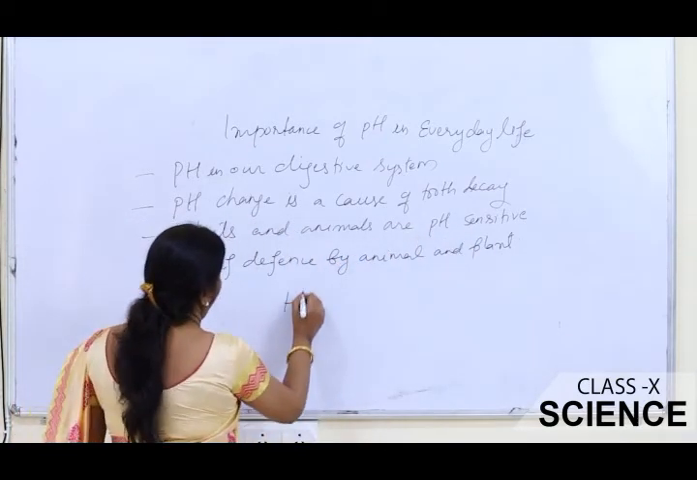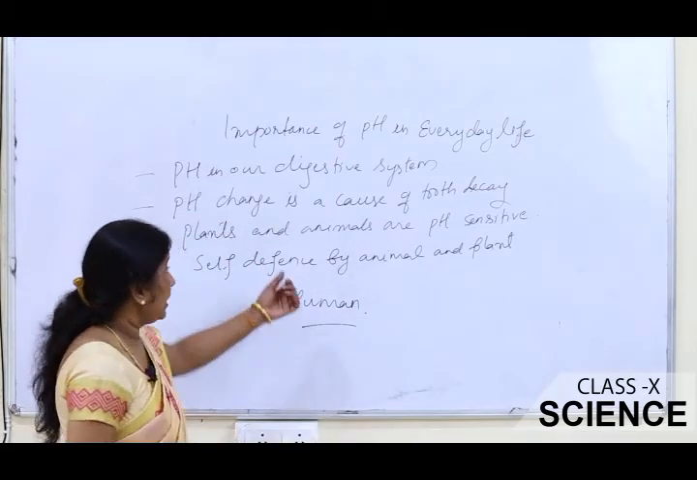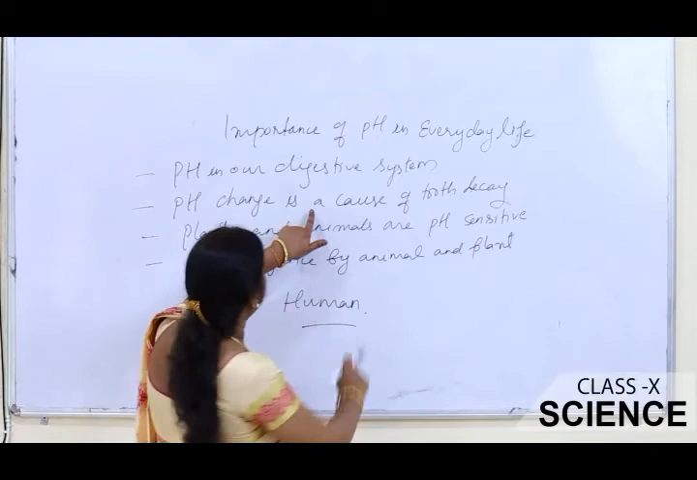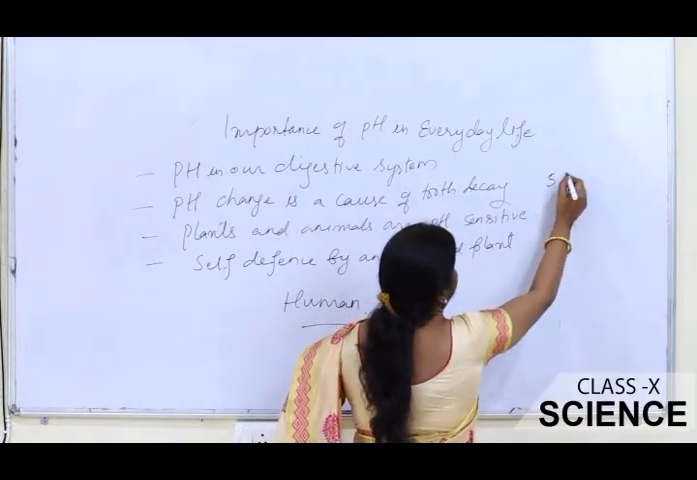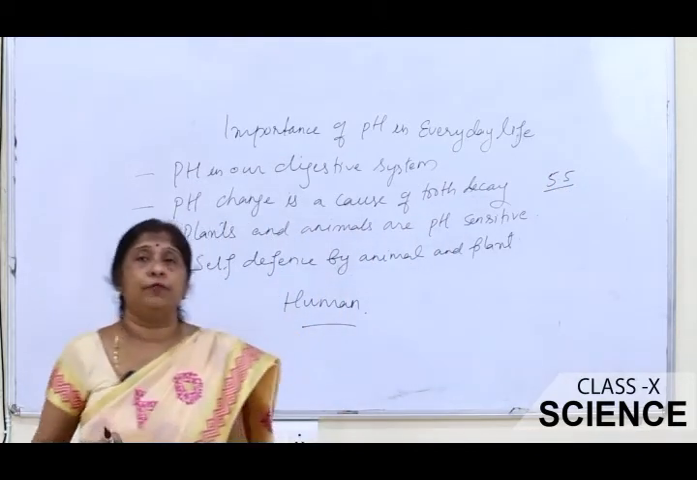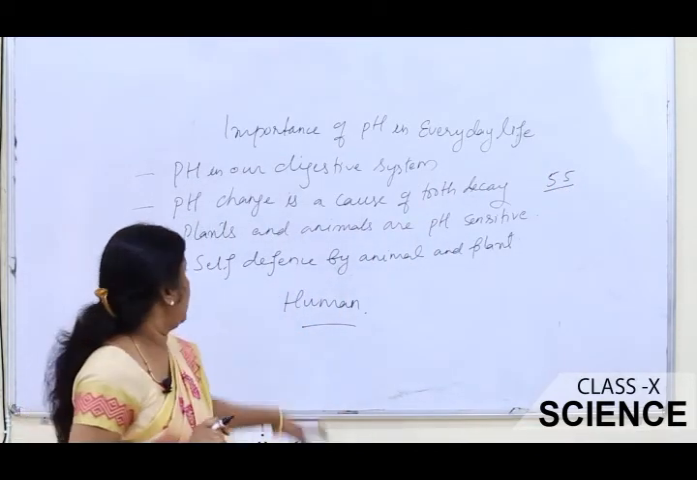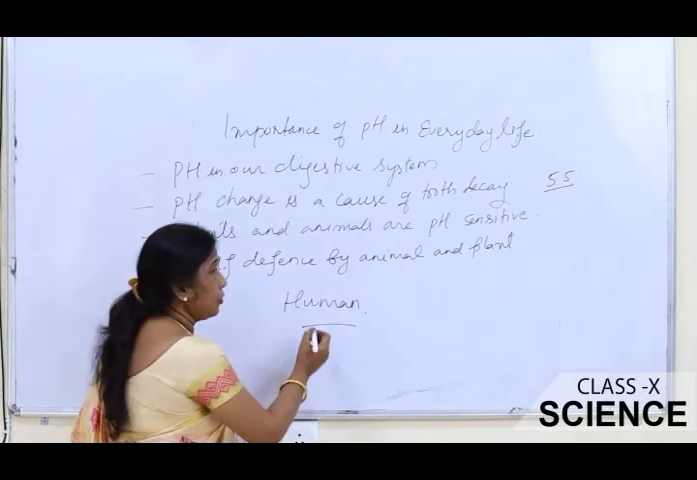Next is that plants and animals are pH sensitive. Plants, animals, also humans, we are very pH sensitive. Why? Because in the case of tooth decay, if the pH of the mouth falls below 5.5, then the corrosion of the tooth enamel takes place. And plants and animals are pH sensitive, including humans.